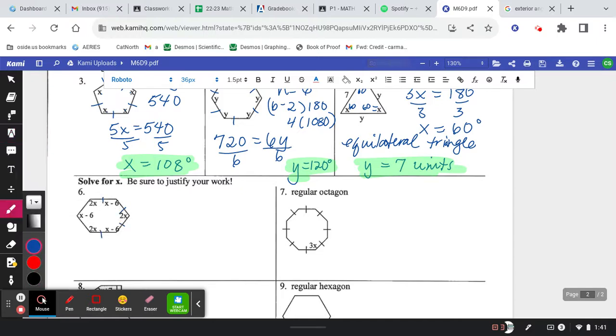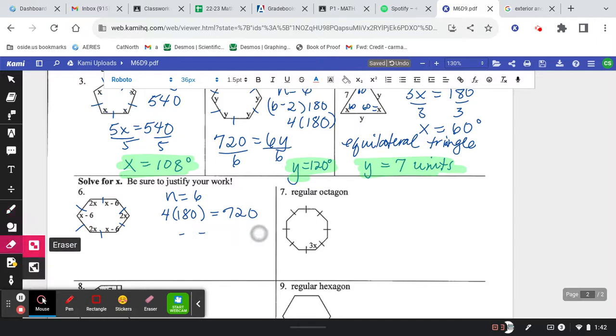1, 2, 3, 4, 5, 6. We know that a 6-sided figure is 4 times 180 or 720. I just noticed an error I made up here. All right, so 4 times 180 is 720. We just did the 6-sided figure up there. So we're going to say 2x plus x minus 6 plus 2x plus x minus 6. Hang on. All of this equals 720.